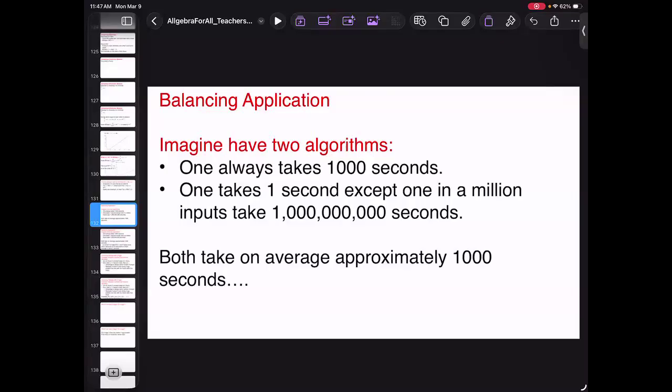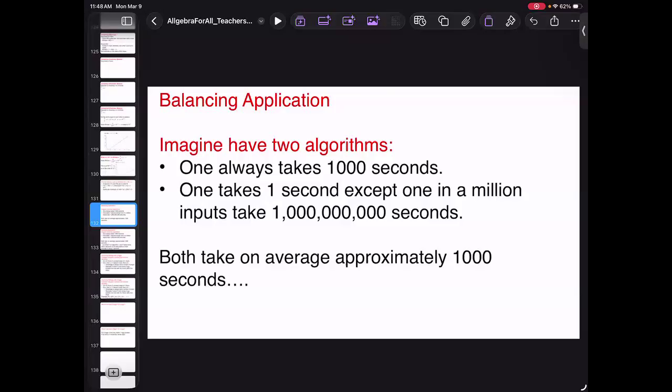So it's how risk averse are you? Again, this goes back to a real theme of the seminar. How risk averse are you? If you're willing to take the risk, algorithm 2 looks much, much better. But you do expose yourself to a 1 in a million chance of something being really bad. 1 in a million is not that bad. Oh, 1 billion seconds. Yeah.